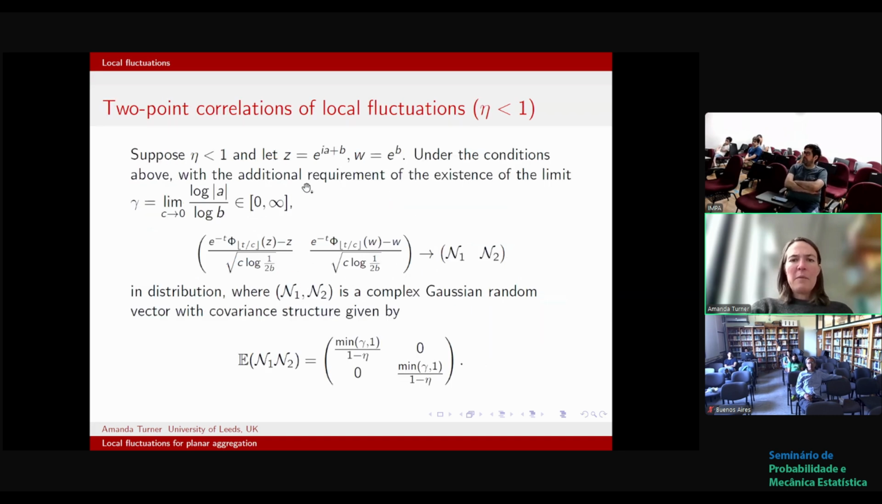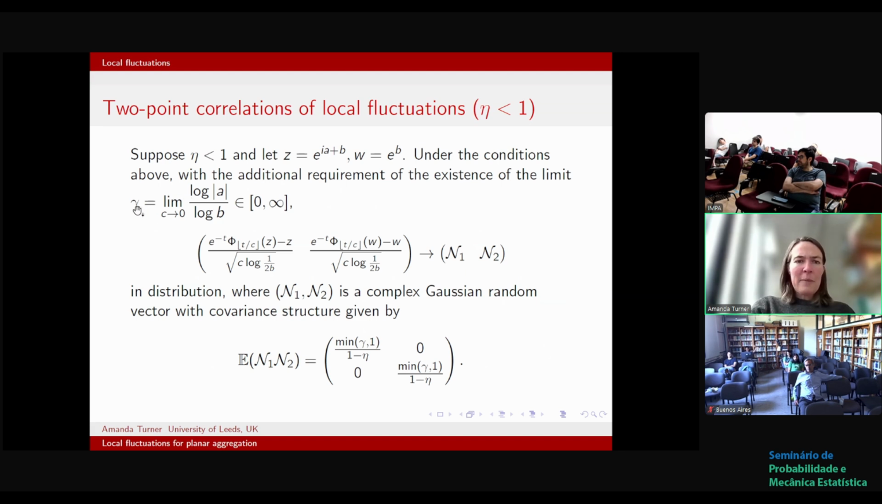And we can also look at the 2-point correlation function. It turns out that this depends on the ratio of the log of the distance between our two angles. If we take 2 points, an angular distance A apart, but each at radial distance B, we know individually each of them converges to these complex Gaussians. But what is the covariance structure between the two? Well, the real parts have correlation given by these two. The imaginary parts have the same correlation, and the real and imaginary parts are uncorrelated across each other.